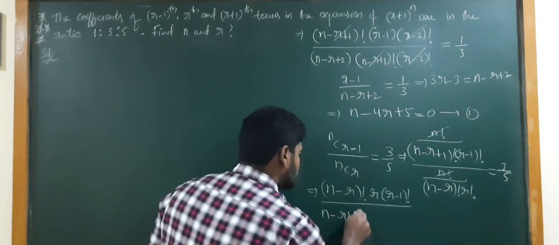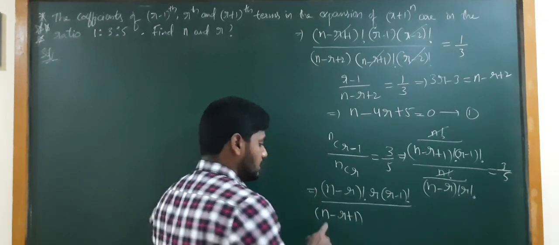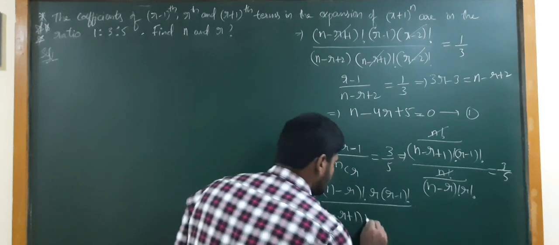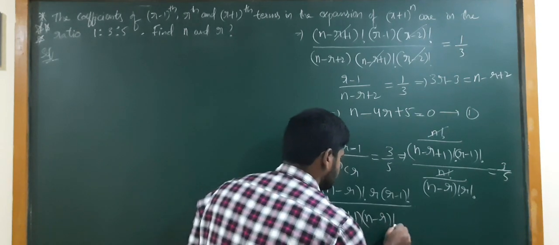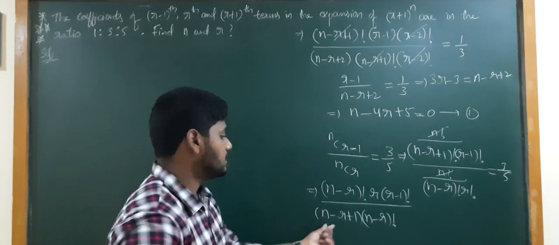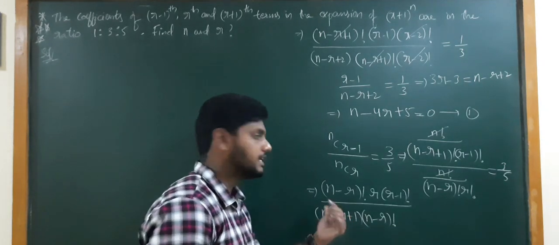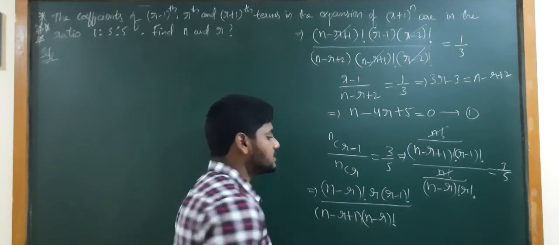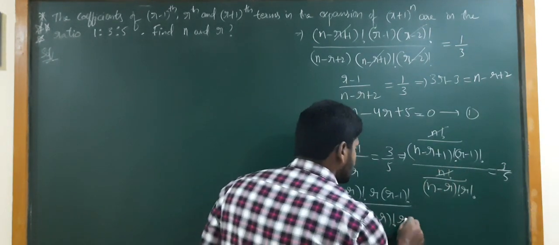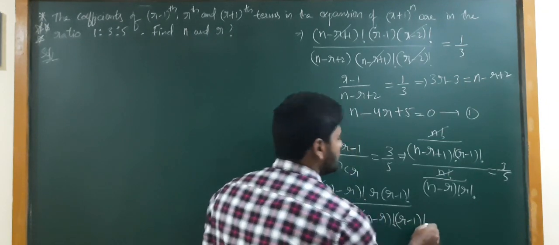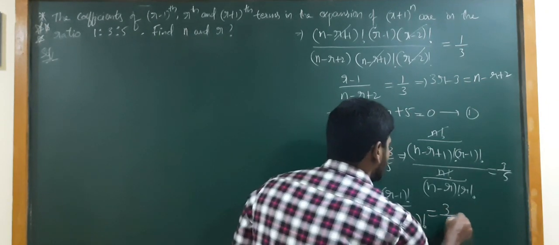N minus r plus 1 factorial, we can write as n minus r plus 1 into n minus r factorial. Why? N minus r plus 1 is there, right? If we decrease by 1, it will become n minus r factorial, and r minus 1 factorial we write as it is, which is equal to 3 by 5.